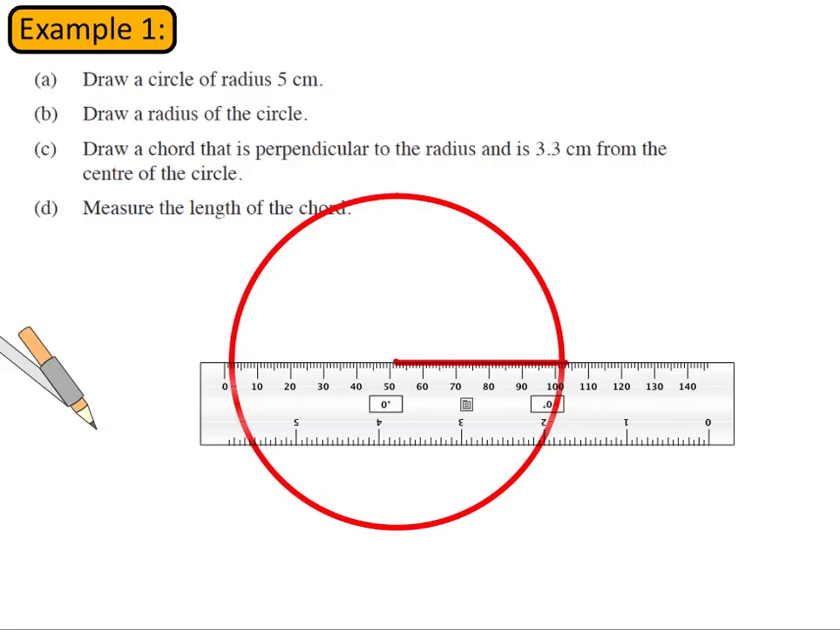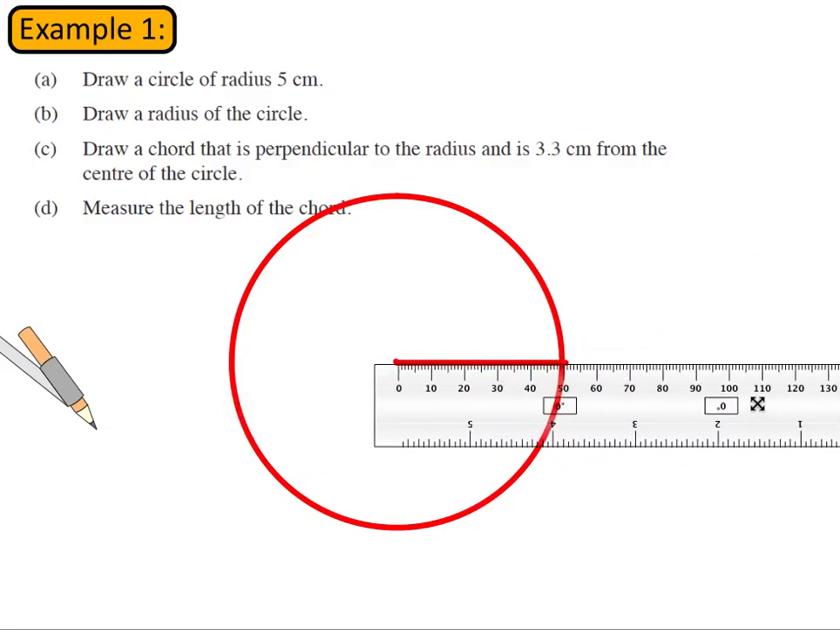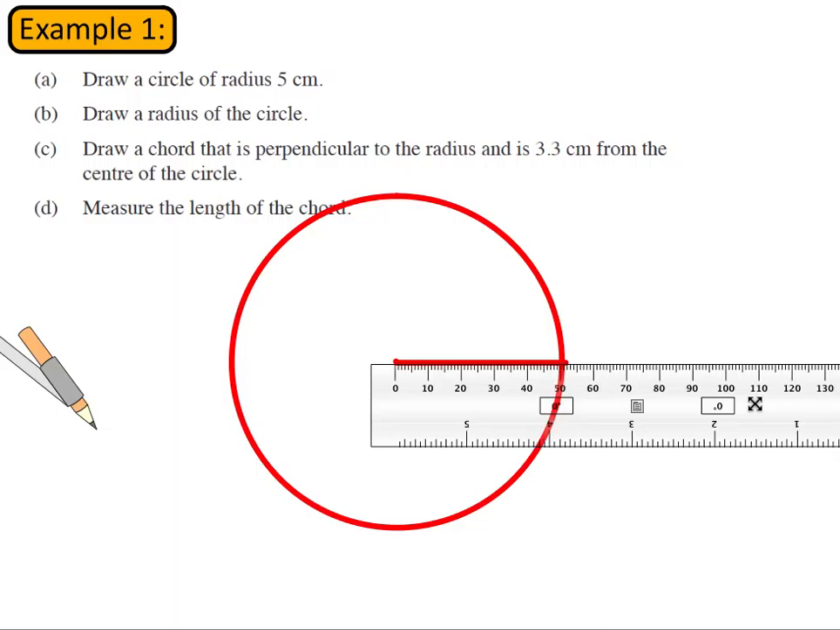Now, we need to draw a chord. A chord cuts a circle and it needs to be perpendicular to this radius, so that means at 90 degrees and 3.3 centimeters from the center. So I've moved my ruler so that 0 is at the center, so I can see that 3.3 centimeters is about there where that black dot is.